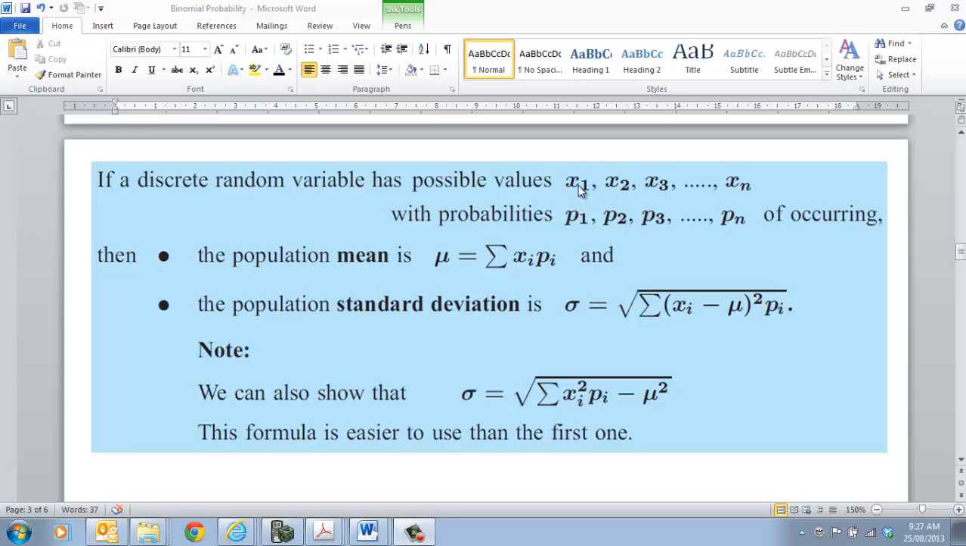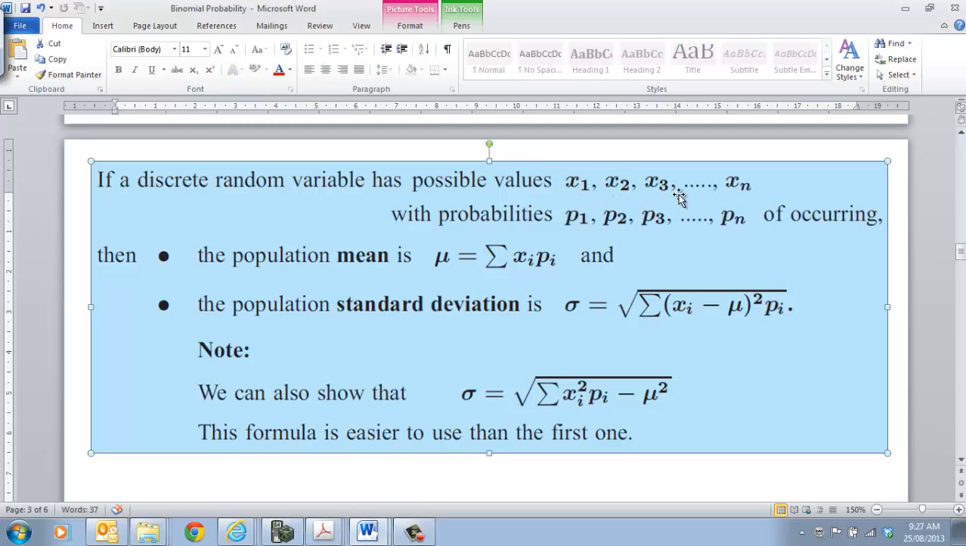So if we were using an example of rolling a dice, then our x1 would be, say, number 1, x2 would be 2, x3 would be number 3, and so on. And then the probability of getting one of those values would be 1 out of 6, 1 out of 6, 1 out of 6. So the definition is the mean is equal to the sum of those things multiplied together. And then the standard deviation is the square root of this thing over here, and I'll show you how that works, and it's a pretty easy way of doing that. So let's do that now.